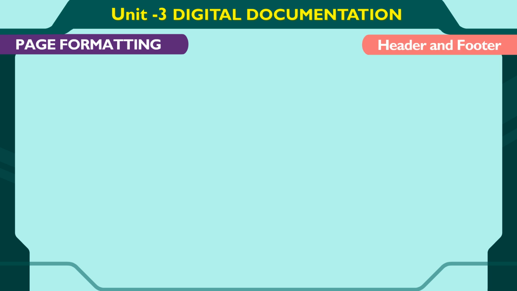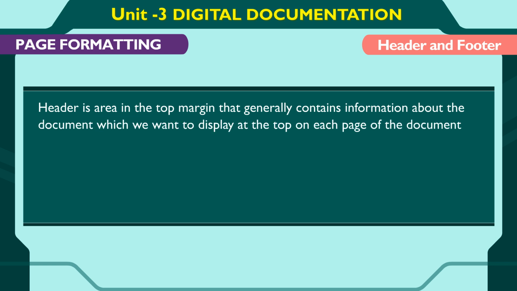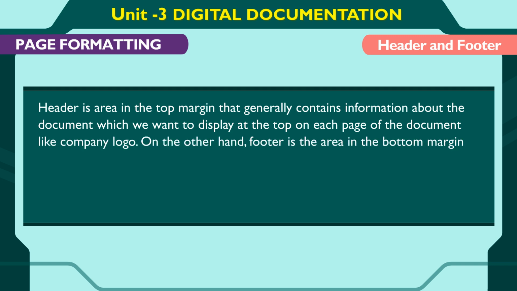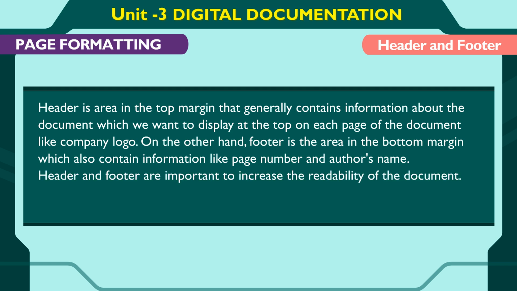Header and footer. Header is the area in the top margin that generally contains information about the document which we want to display at the top of each page of the document, like a company logo. On the other hand, footer is the area in the bottom margin which also contains information like page number and author's name. Header and footer are important to increase the readability of the document. By default, header and footer areas are not visible.